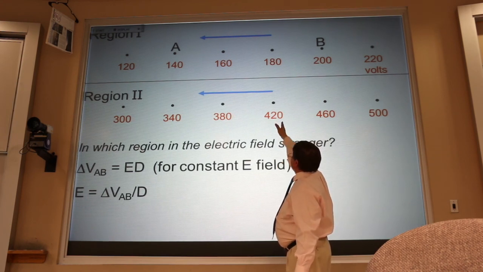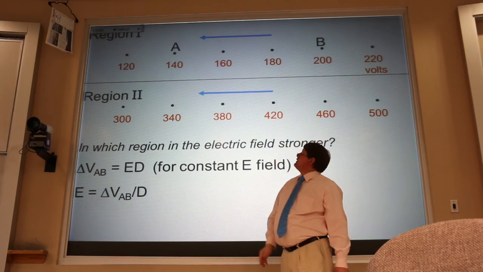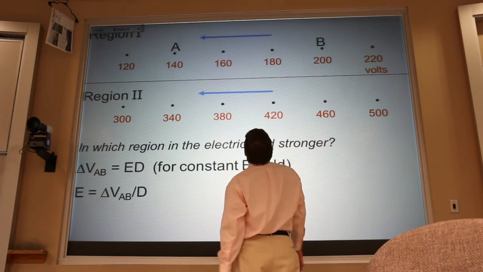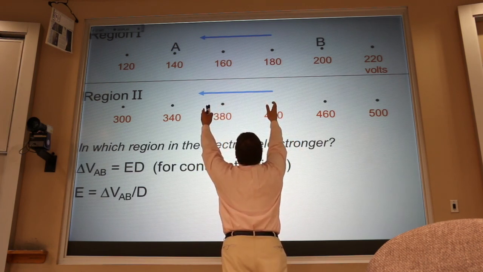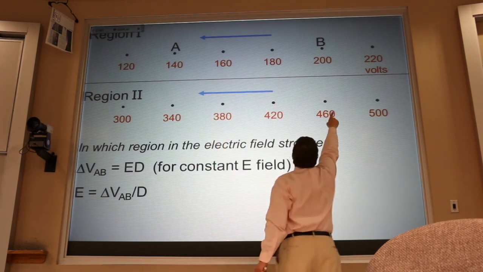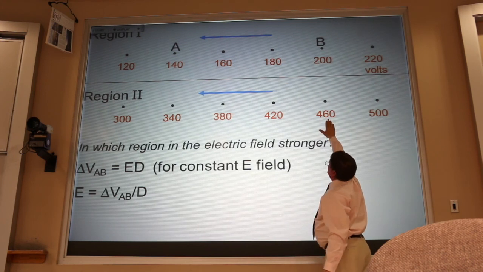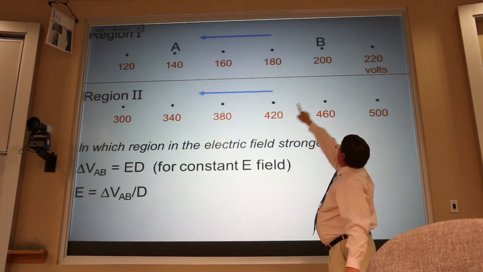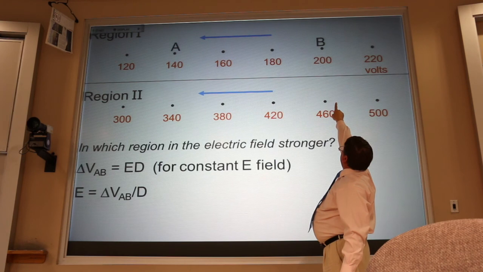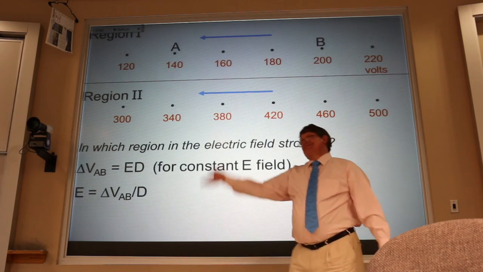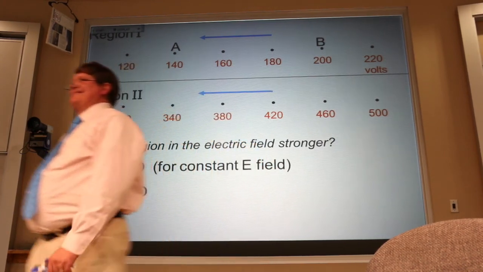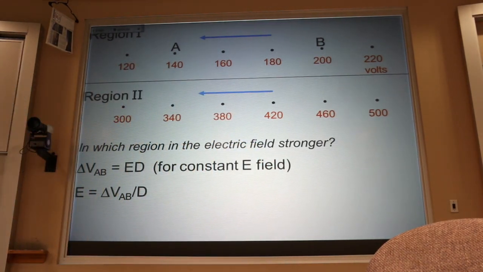No, just 80. 420 minus 340. Ah, so I had 40 up there. No, I'm going to B. I'm going over to here. My bad. So up there I have 60. Here I have 120. You're dismissed. Is it region 2?